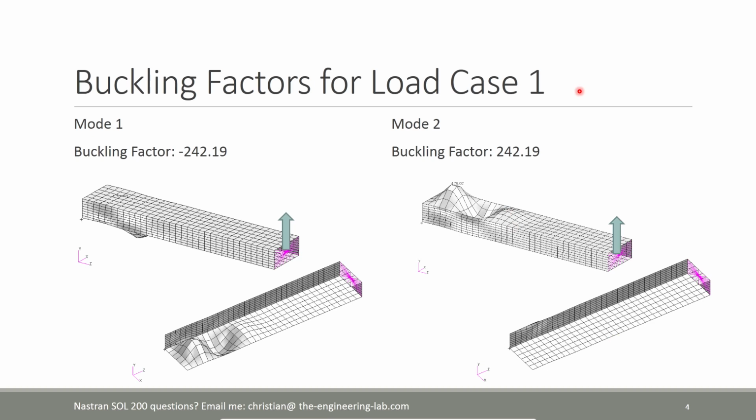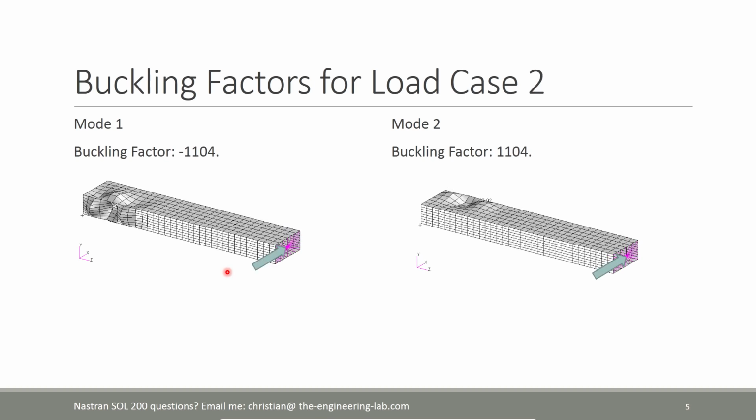Know that a negative buckling factor means that if the load were to be reversed, that would cause buckling. So for example, here the load is going upwards, so the buckling factor is 242.19. But if the same load were to be reversed, hence the negative buckling factor here, it will cause buckling on the other side of the section of the structural member. So later on, I'll explain how to handle this.